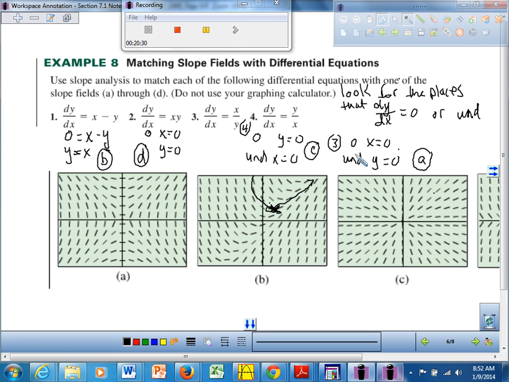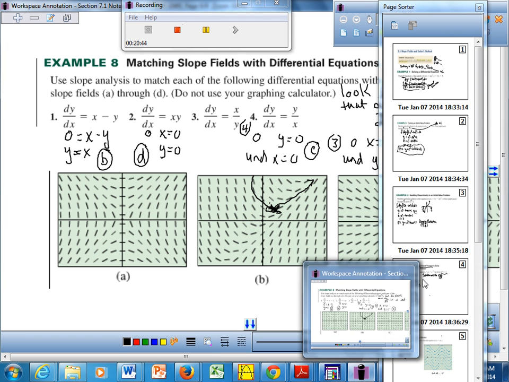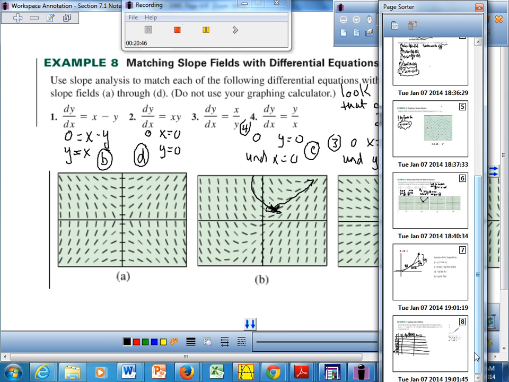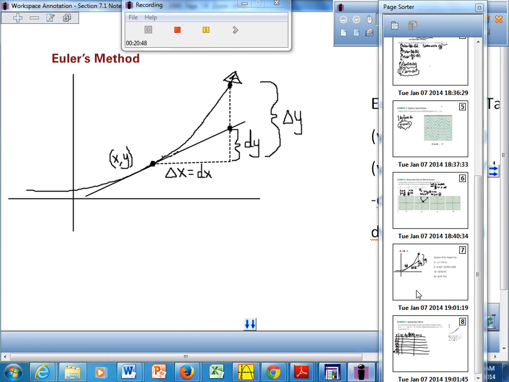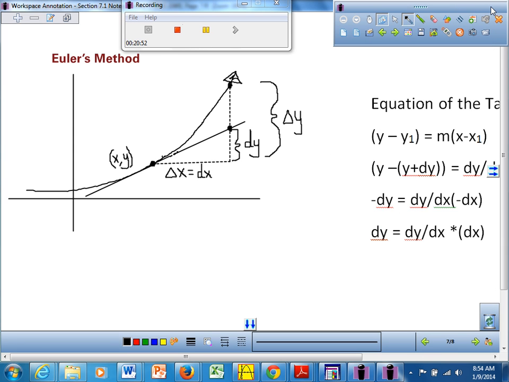Those are tricky. There's just no real way to make those a lot easier. You kind of have to work your way through. All right, so finally, let's find a little bit more accurate method for getting a graphical representation of the solution to a differential equation.